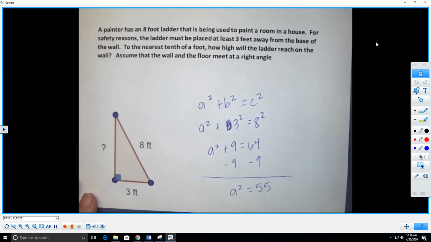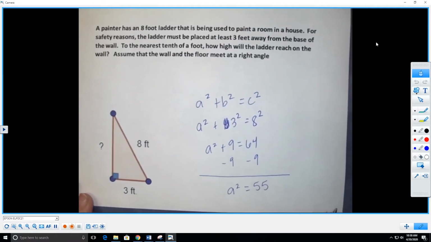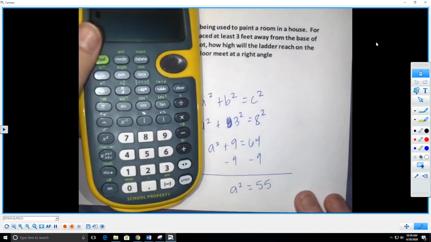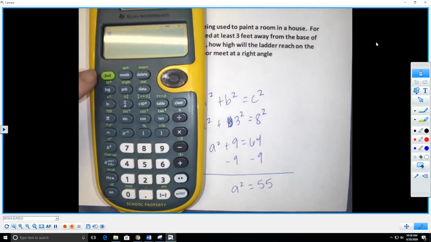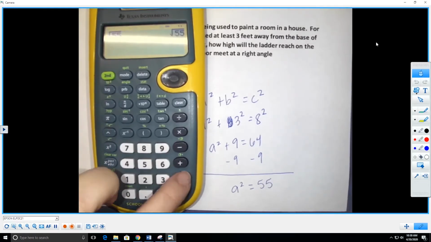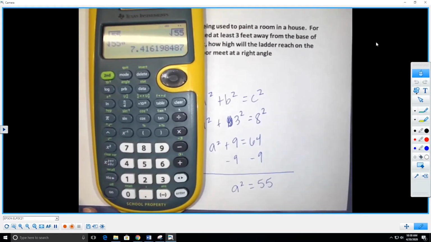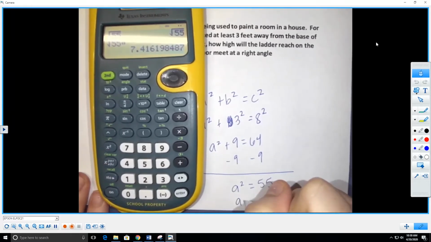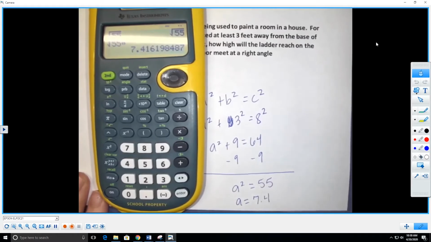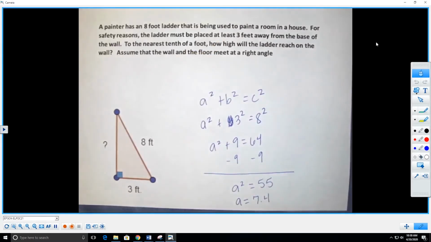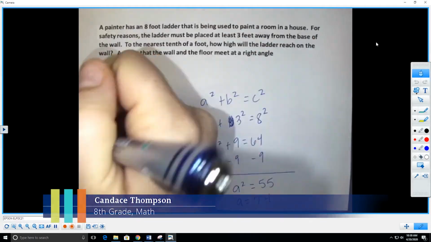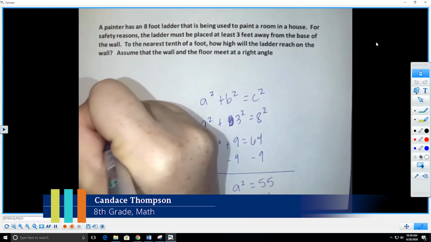To solve it from here, you must take the square root of each side. You will want your calculator or a calculator app to help you. Round your answer to the nearest tenth. So I'm going to use my student calculator here. So the square root of 55, rounded to the nearest tenth, would be 7.4. So the missing side length rounded to the nearest tenth is 7.4 feet.